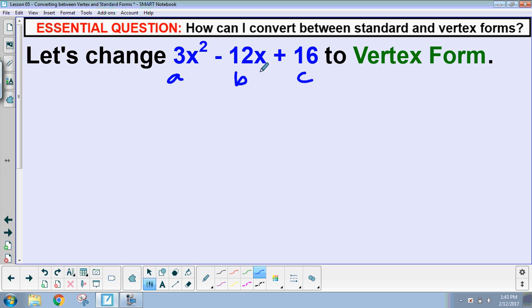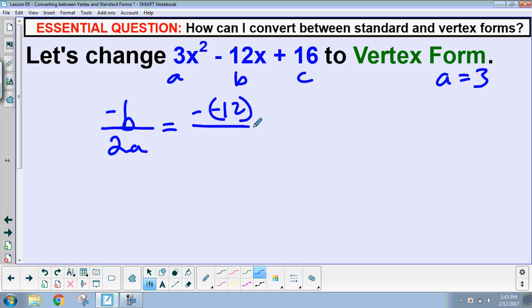Well, first let's find H because we already know the A value. I'm going to put that over here on the side. Negative B over 2A. So negative B would be a negative 12 over 2 times A, which is 3. 12 over 6. 12 divided by 6 is 2. And that's your H.